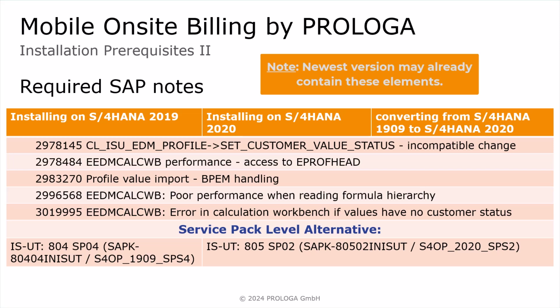Alternatively, you can install the service pack levels in your system according to this table, depending on your S4HANA version. This will ensure the basis for the SAP S4HANA Utilities extensions for meter-to-cash processes by PROLOGA.